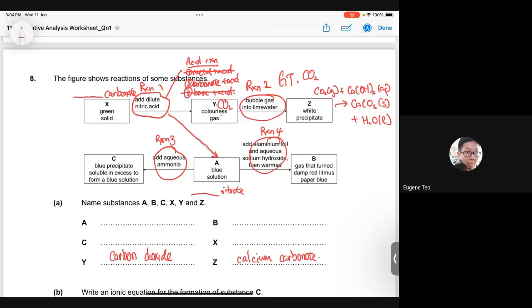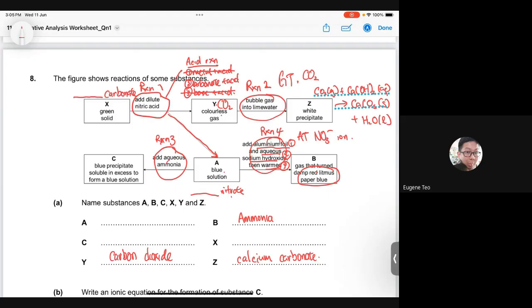How come? Because if you add aluminum foil plus aqueous sodium hydroxide and then warm it, step 1, step 2, step 3, realize this is an anion test for nitrate ions. The gas that turned damp red litmus paper blue, you know that this particular gas would be ammonia. So ammonia gas produced when you do a test for nitrate ion tells you that A contains nitrate.